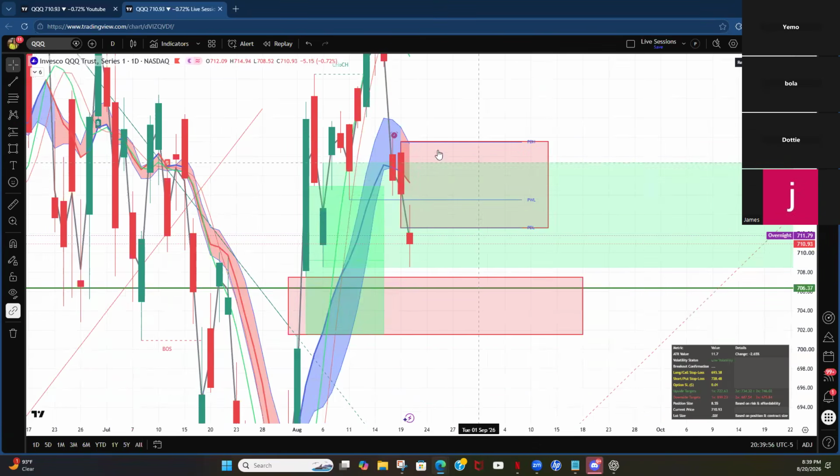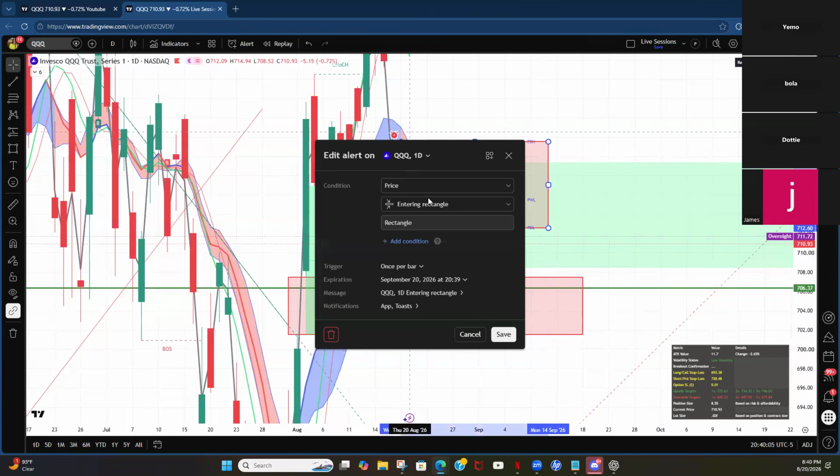That's one way to do it. Or if we were trading inside the box, I would set an alert that tells me when price gets out of my box. So I would change it to where we are setting it to an exit. Or, there's other things you can do.